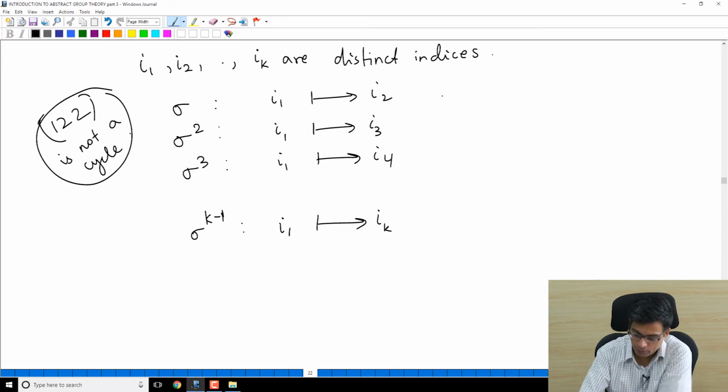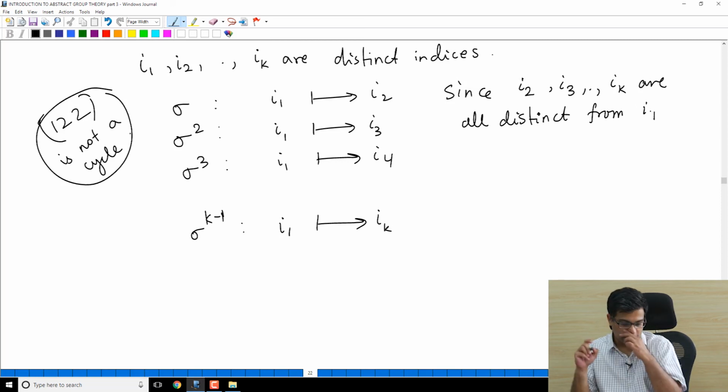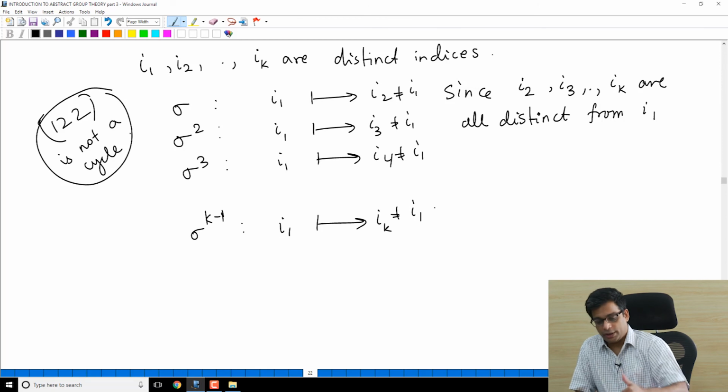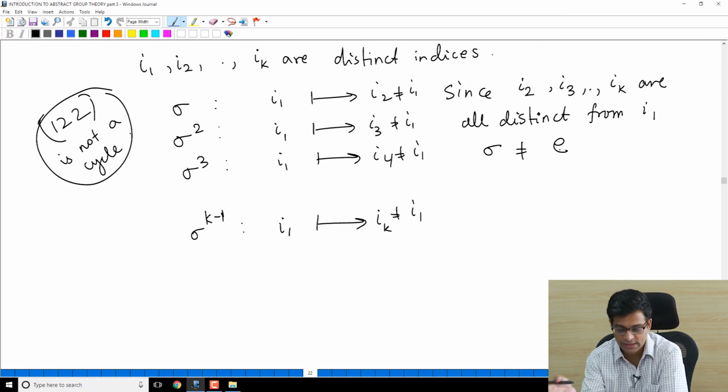Since I2, I3 up to Ik are all distinct from I1, remember that is the point of being a K cycle, this is not I1, this is not I1, this is not I1, right? They are all distinct because I1, I2, I3, Ik is a K cycle. And sigma can't be identity because sigma sends I1 to I2, which is different from I1. So sigma cannot be identity. I don't care about what it does to other elements.